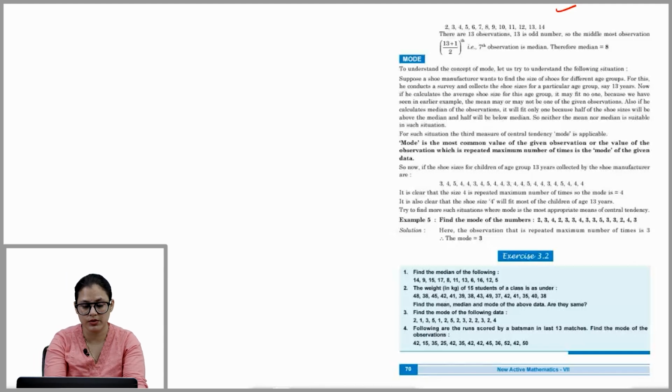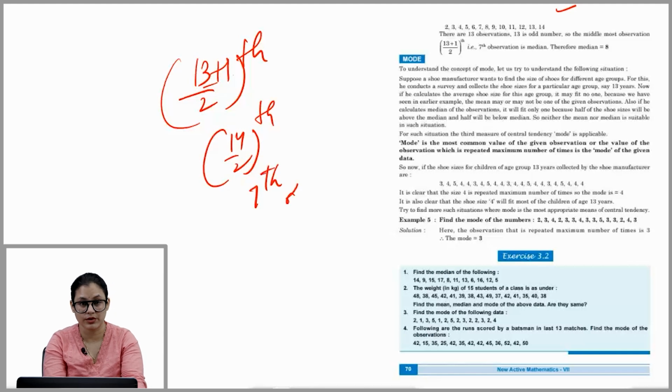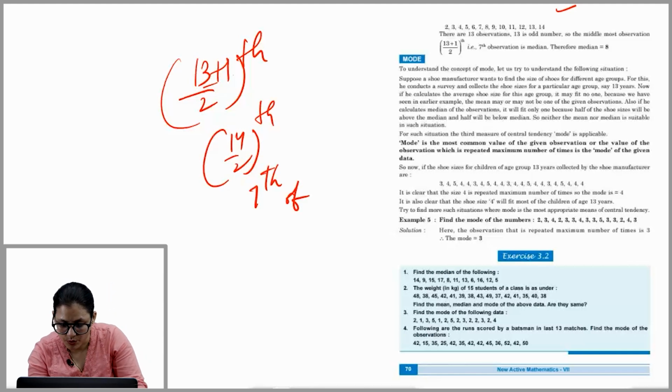So for the middlemost number, what is the formula? (13 plus 1) by 2-th term. 13 plus 1 is 14, divided by 2, that is the 7th observation. And what is the 7th observation? 1, 2, 3, 4, 5, 6, 7, 8. So therefore the median is 8.